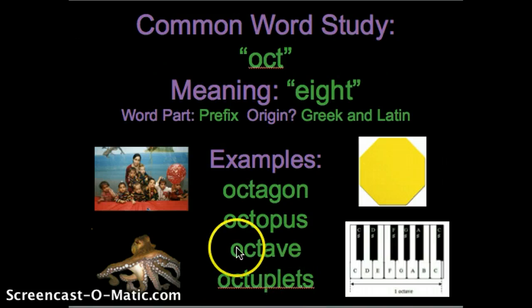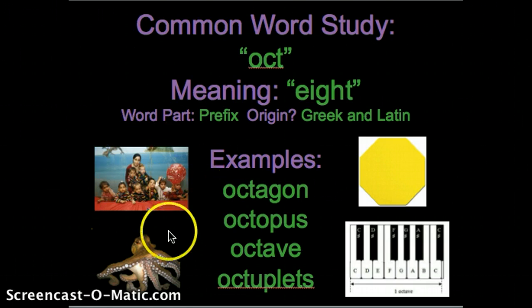And the fourth and final word is octuplets. Octuplets. Octuplets are 8 babies that are born at once from the same mother. That's kind of crazy, isn't it? There aren't very many of them in the world, as you can imagine, because that's a real rarity.